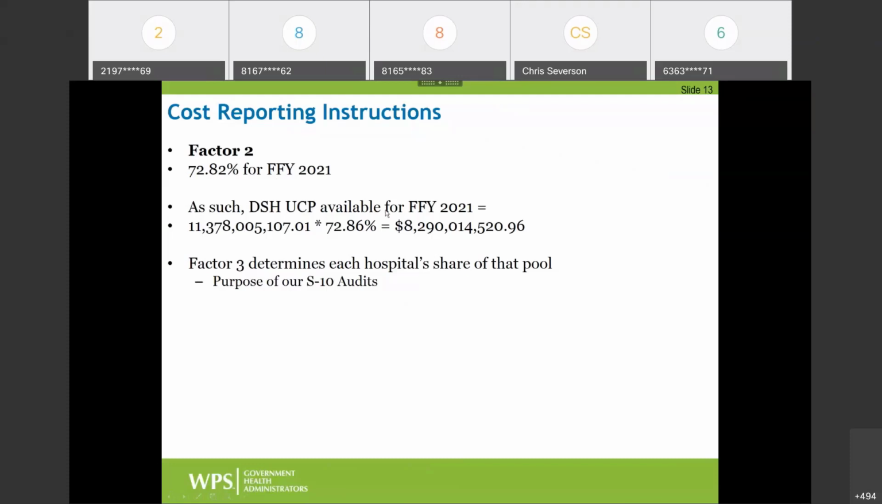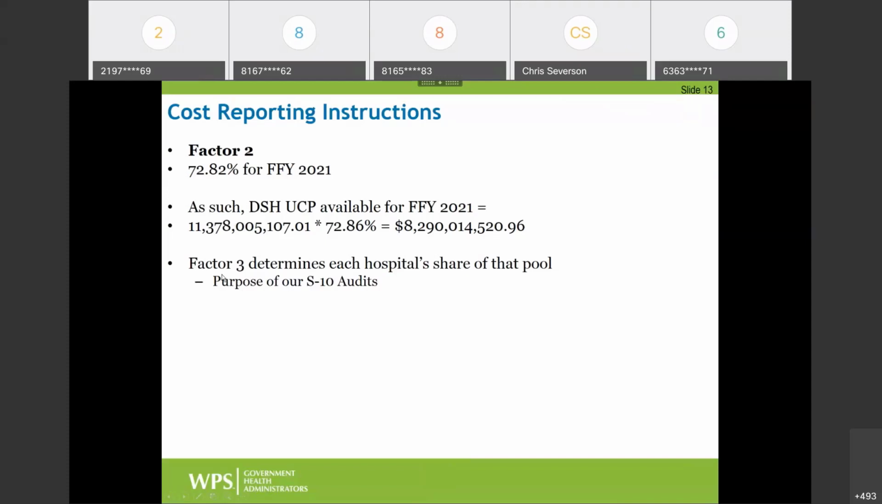And yeah, it looks like this slide should have been back when we were talking about factor one. I must have misplaced it, but this just shows what factor two was for this year, 72.82%. Remember, that's that reduction. So that 75% of the DSH payments is being reduced down to 72.82% for this fiscal year. And here this shows what the actual pool is, 8.2 billion.